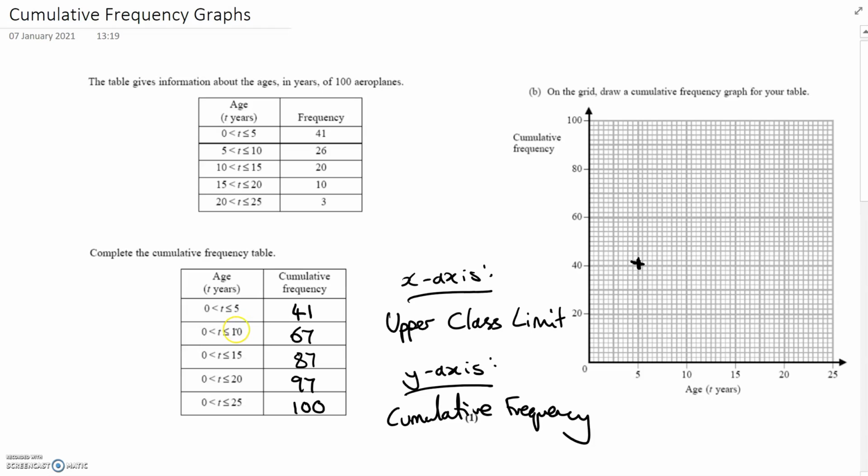And then we go back to the table. We plot the upper class limit, 10, against the cumulative frequency. So we plot 10, 67. This is quite tricky on the computer. So that should be halfway between 2 squares. We go back to this, upper class limit, 15 against 87. 15, 87.